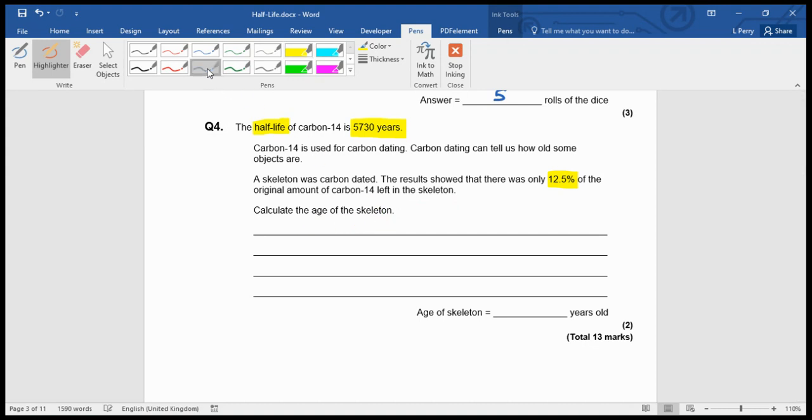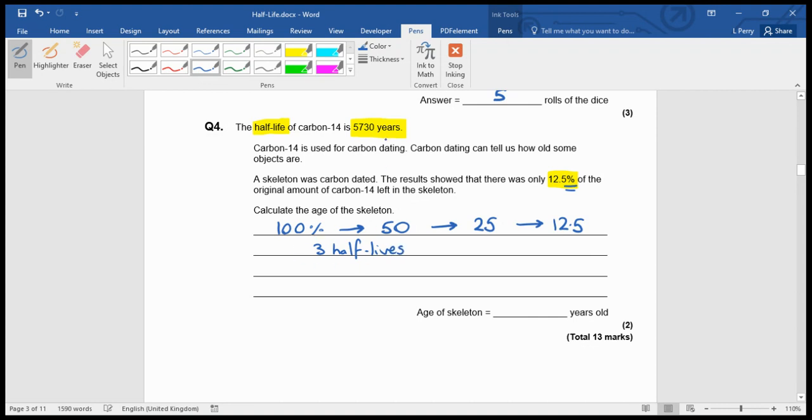So they've presented this differently by putting it as a percentage. So you always start off with the full amount, 100%. Let's work out how many times it halved to get to 12.5. So half of 100, 50. Half of 50, 25. Half of 25, 12.5. It's halved 1, 2, 3 times. So 3 half-lives.